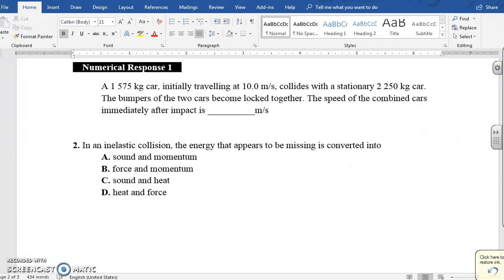Okay, next question. We've got an inelastic collision. Energy appears to be missing. That's kinetic energy, and it is being converted, usually into the form of sound and heat. So the answer here is C.